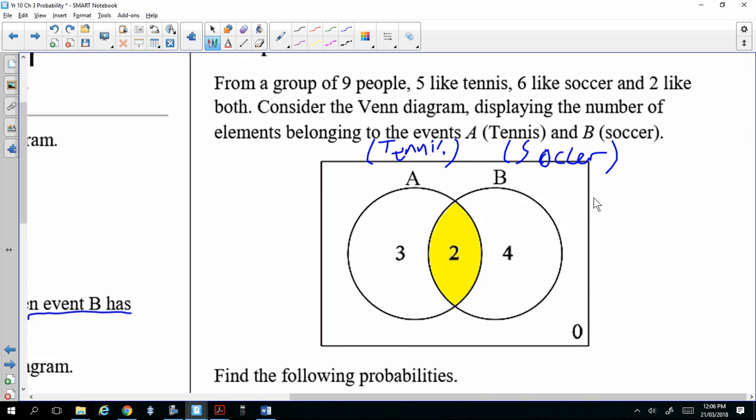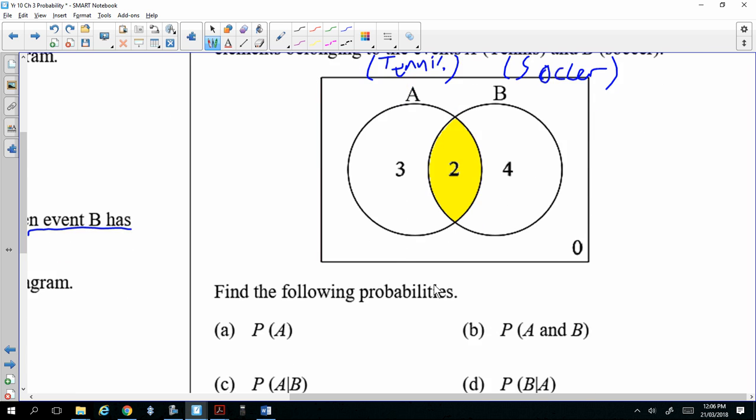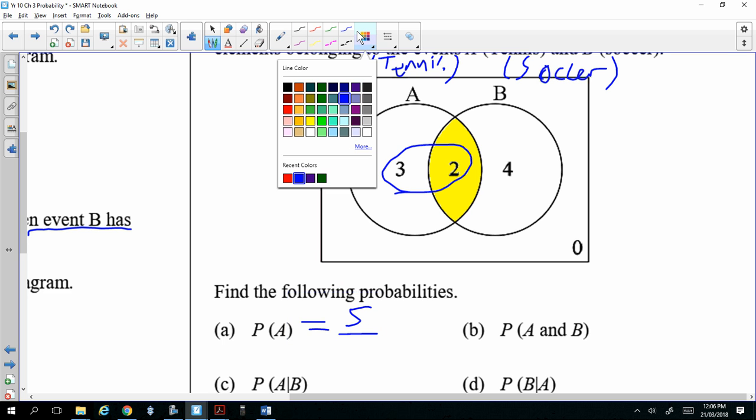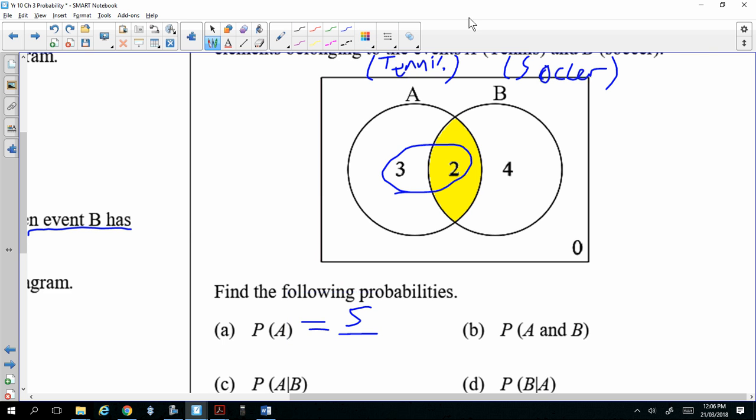So find the following probabilities. How many elements in A? A will be 5 out of 9 people. Okay, how about the next one? A and B: how many in A and B will be 2 out of 9 people.